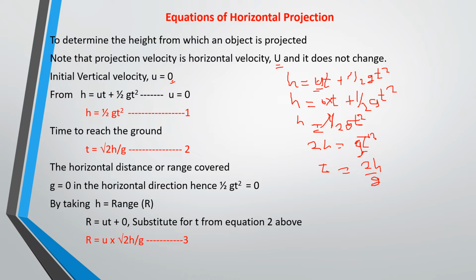So by the time you square both sides, you have that t is equal to the square root of that, square root of 2h all over g. So you take note of this equation. This is the equation for the time taken, and that is what you have here as equation 2.